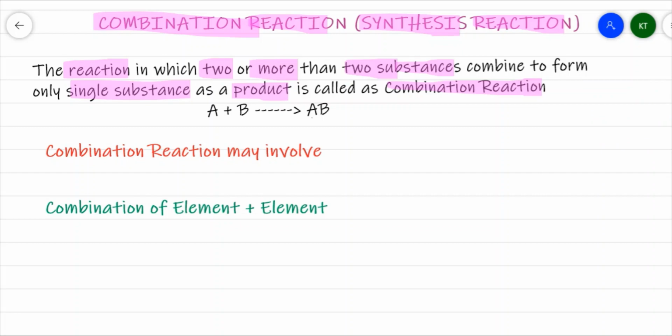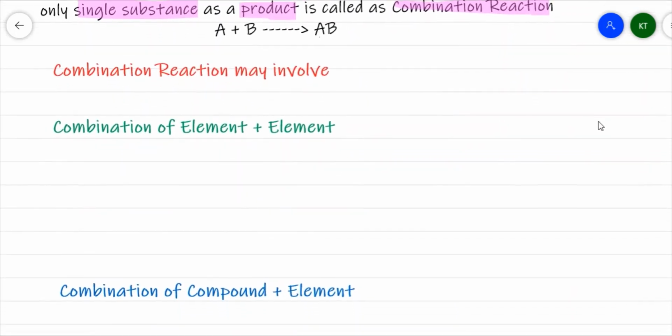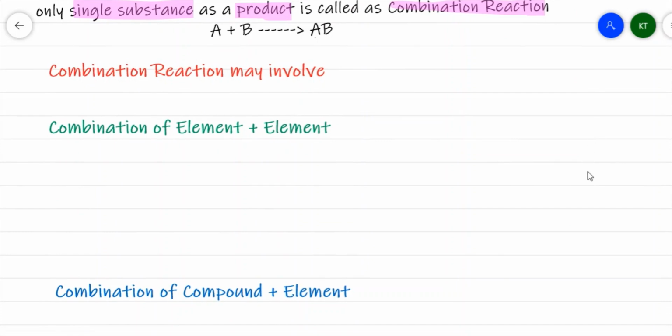Now, a combination reaction may involve a combination between two elements, between a compound and an element, or between a compound and a compound. So let us take one example of each category. First, two elements combine with each other to form a single product. Carbon as an element combines with oxygen and gives me carbon dioxide as a single product.